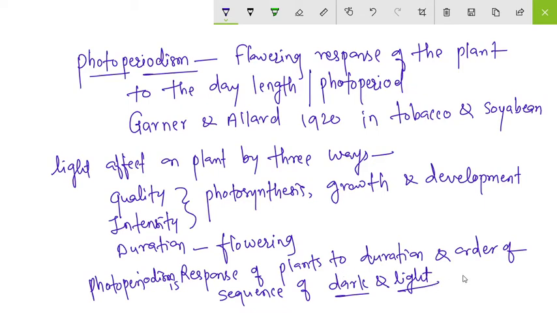We can say that in reality, instead of the light, the dark period is most important for photoperiodism. The duration of the dark period is more important than the duration of the light. The intensity and quality are also equally important.